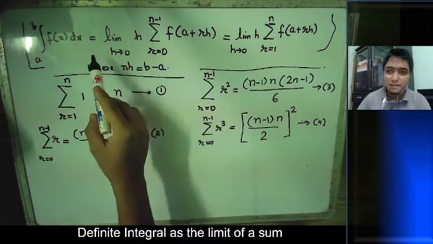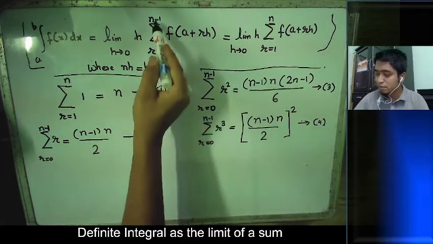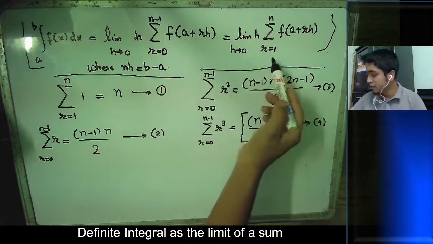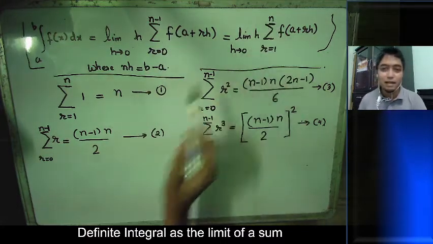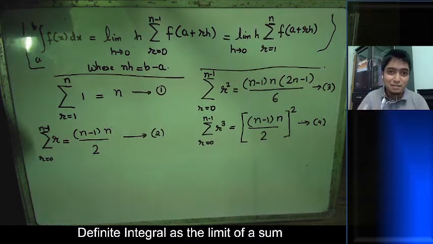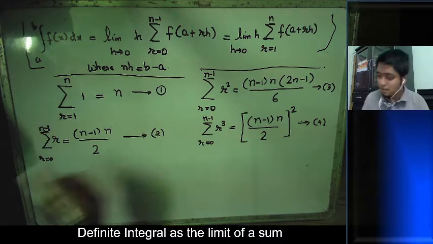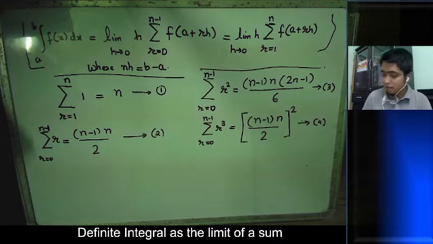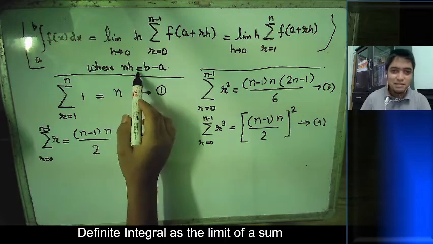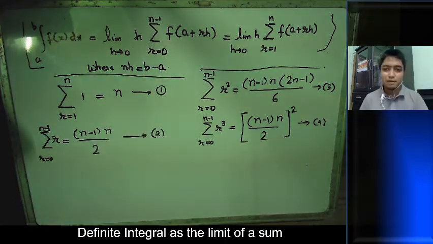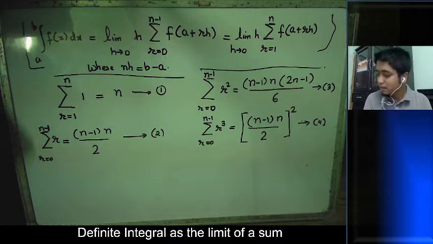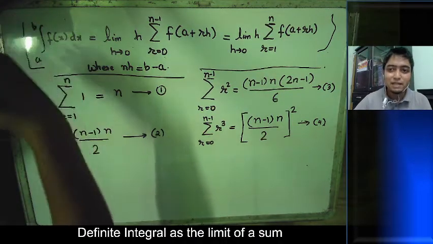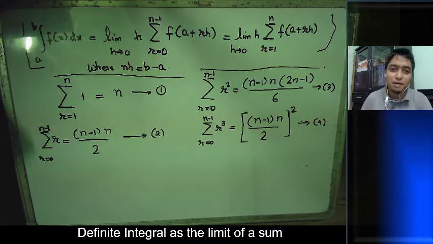The only difference is that over here we are taking r equal to 0 to n minus 1, and over here we are taking r equal to 1 to n. So basically they are the same thing, okay? They just differ in this index. And over here we also have that nh is equal to b minus a. So today we are going to see how we calculate the definite integral by using this formula.